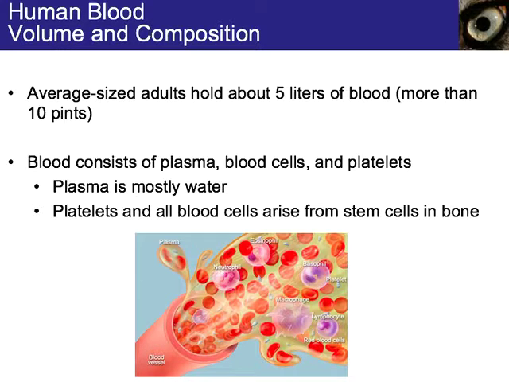Blood consists of plasma, blood cells, and platelets. Plasma is mostly water, and platelets and blood cells arise from stem cells in bone, which we had talked about earlier.